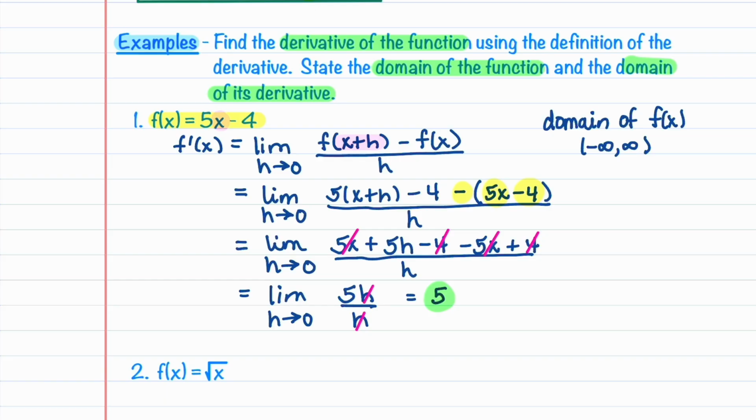Now let's talk about the domain of our derivative. Our derivative is equal to a constant 5, and that is continuous everywhere. So the domain of our derivative is also minus infinity to infinity.